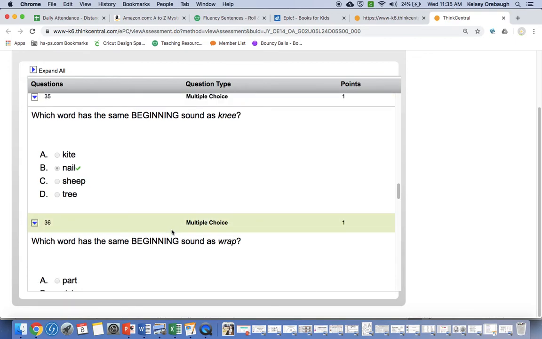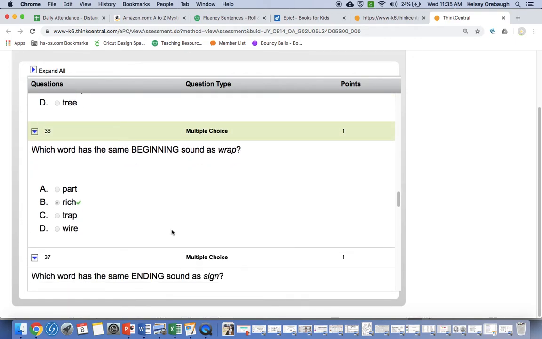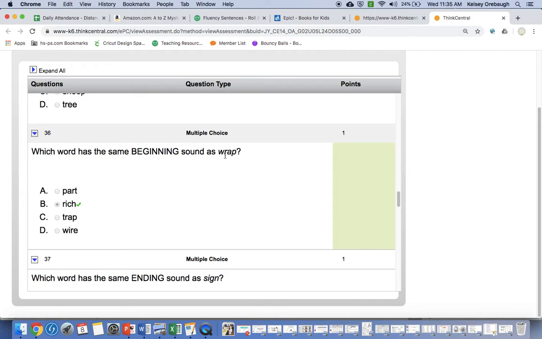Okay, next. Which word has the same beginning sound as wrap? Wrap. Once again, WR beginning. WR has a silent consonant. That W is silent. The R makes the sound in wrap. Wrap begins with the er sound. So we're looking for another word that also begins with the er sound.